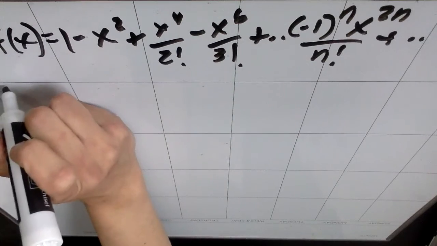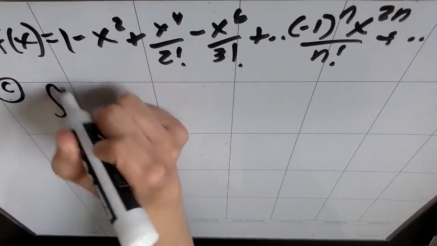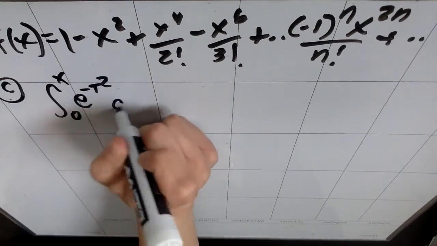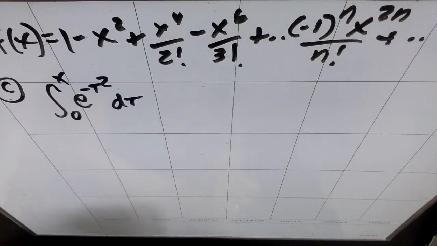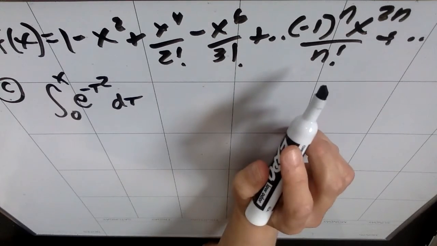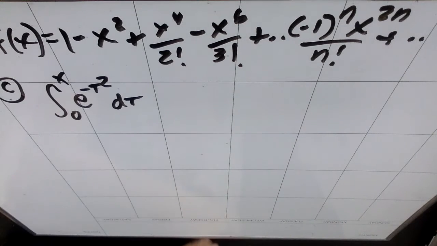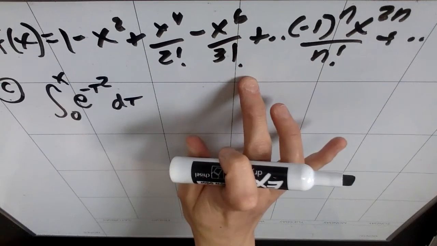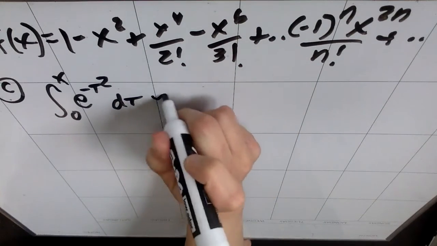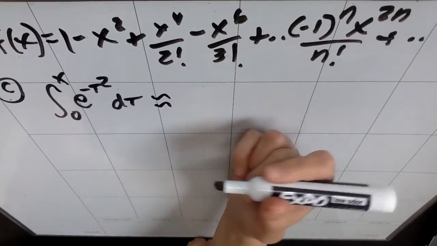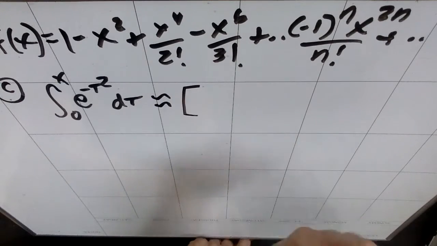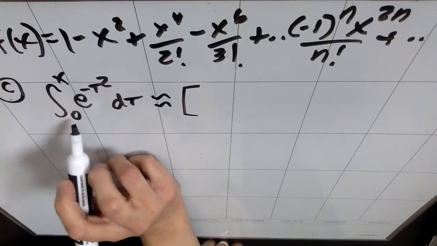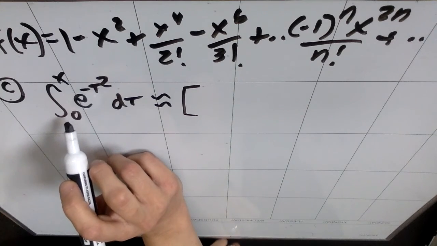Okay, so in part C, we are asked to integrate from 0 to x of e to the negative t squared dt, and we're asked to write the first 4 non-zero terms. So what they're asking me to do is integrate this. That's the trick here. They ask for only the first 4 non-zero terms, not the general term. So essentially, I'm just integrating each one of these terms. And again, it's up to you how you do this, but all the bottom bounds are zeros, so you can just skip that step.